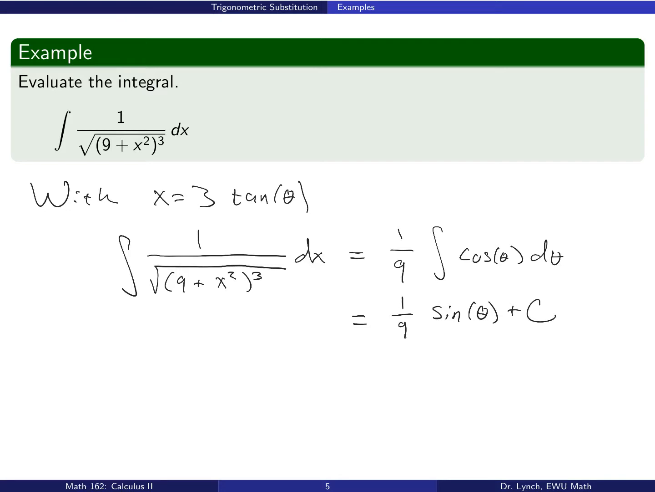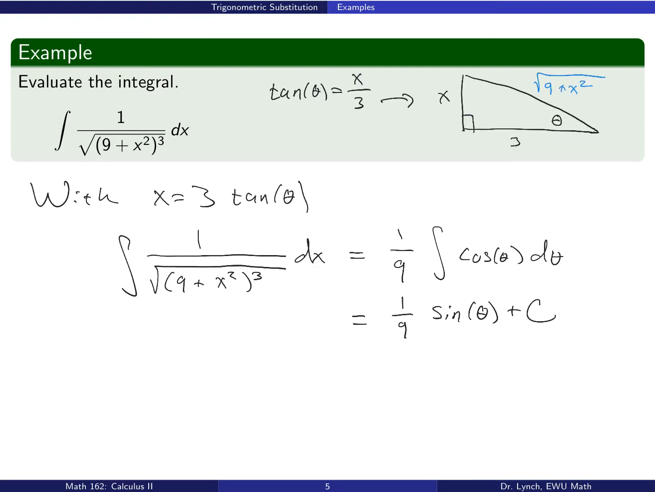cosine theta d theta. This integrates quickly as 1/9 sine theta. Now, similar to before, we need to still go back to x world. However, our relationship between theta and x given by tangent theta equals x over 3 again tells us a triangle out there in right triangle land from which we're able to compute the sine of that angle theta.